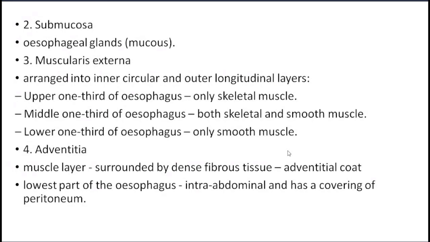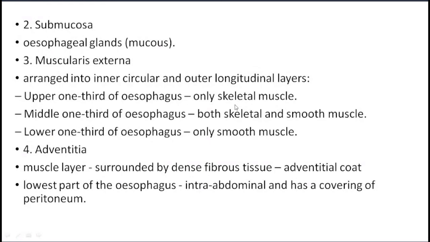Now what is the difference, or is this muscularis externa the same throughout the length of esophagus? No, it is not the same. In the upper 1/3 of the esophagus, you will get only the skeletal muscle. But in the middle 1/3 of the esophagus, you will get both skeletal and the smooth muscle fiber. And in the lower 1/3 of the esophagus, you will get only the smooth muscle. So this is the difference. You should be able to tell this difference, how the muscularis externa is arranged in the esophagus.